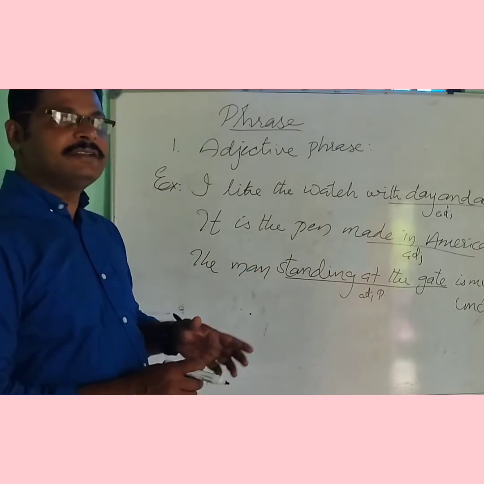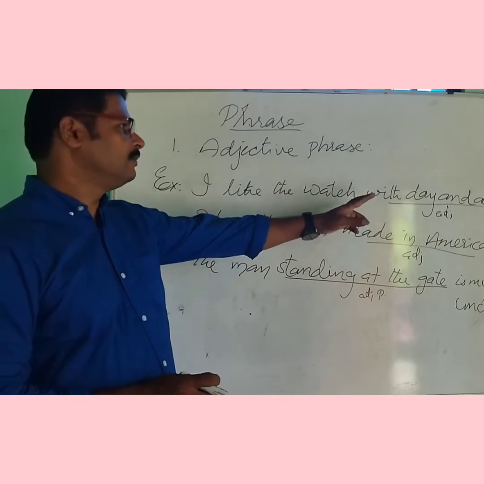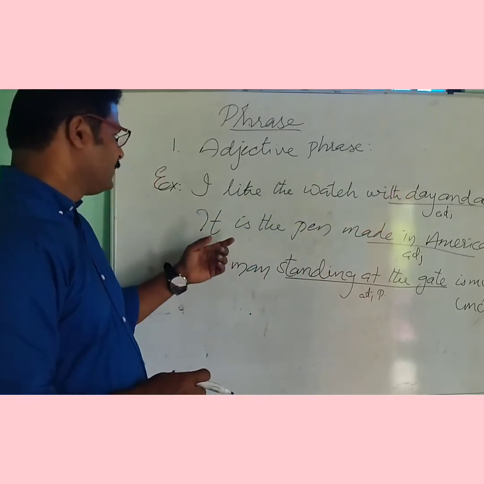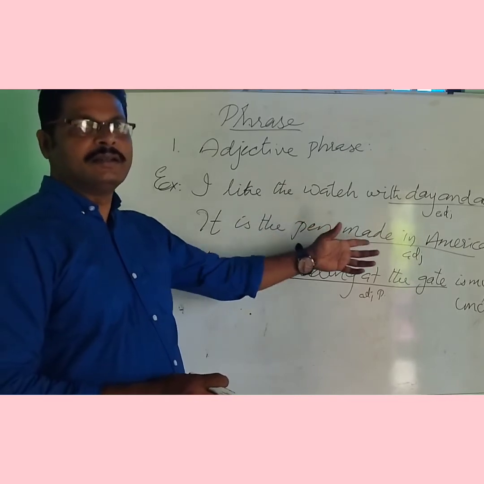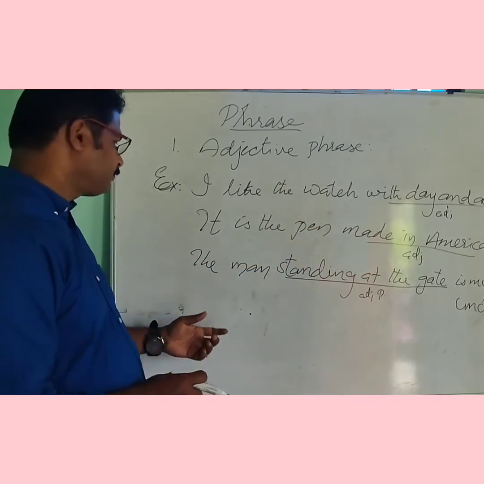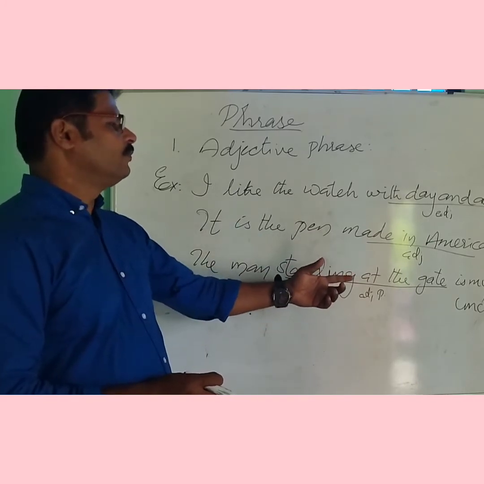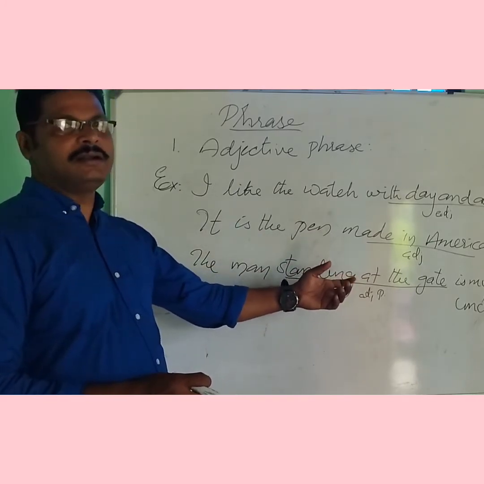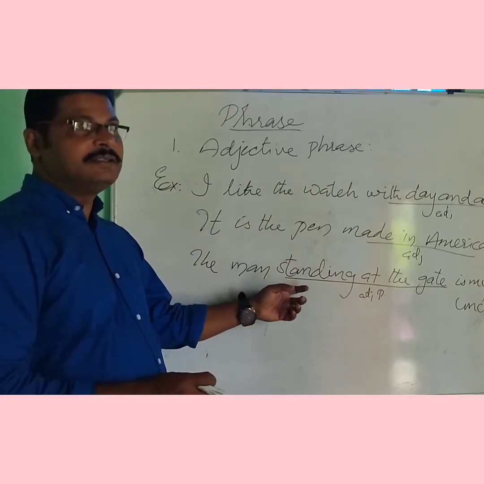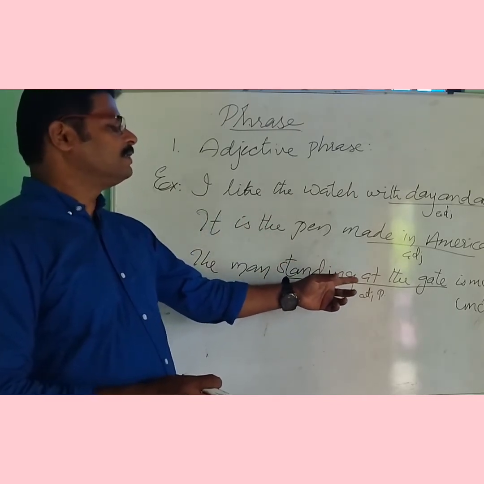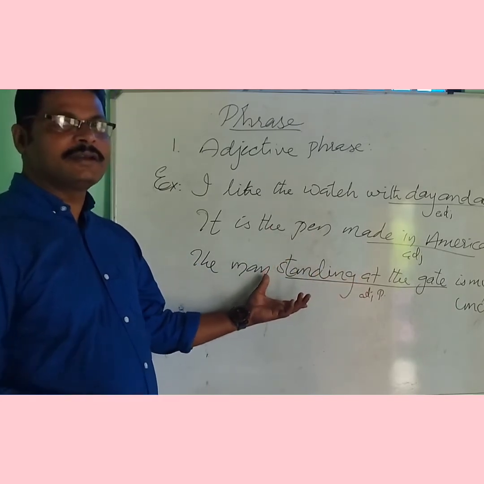So an adjective phrase does the work of an adjective. I like the watch. Which watch? With the day and date. This is the pen made in America. Which pen? That is made in America. The man standing at the gate is my uncle. Which man is your uncle? There are many men standing, but the man standing at the gate is my uncle. So, did you understand adjective phrase? Okay, good.